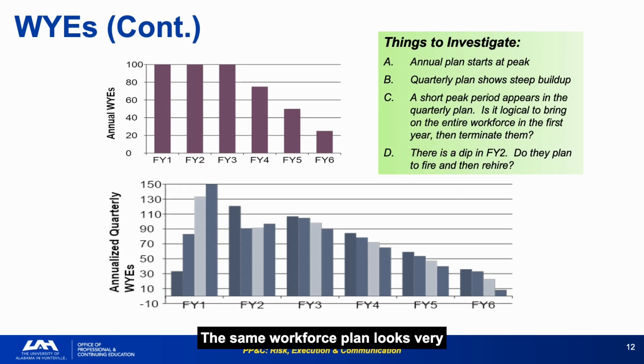The same workforce plan looks very different at annual versus quarterly resolution. An annual plan that looks smooth can contain a quarterly pattern that shows instant peak staffing, dips that imply termination and rehiring, and drop-offs that are implausible. Contractors often submit annual plans that smooth over what would be implausible quarterly patterns. Always ask for the quarterly breakdown before accepting the annual summary.